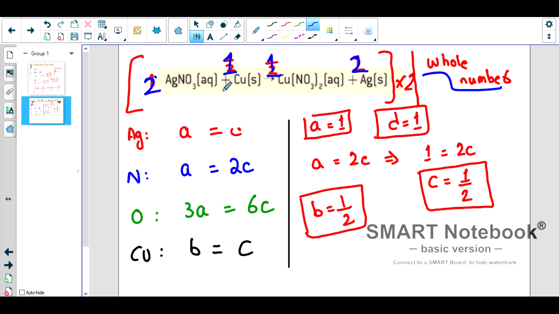For example, it is like 1 over 2. If it is like 1 over 4, then you times the equation by 4, so that it will all be a whole number.